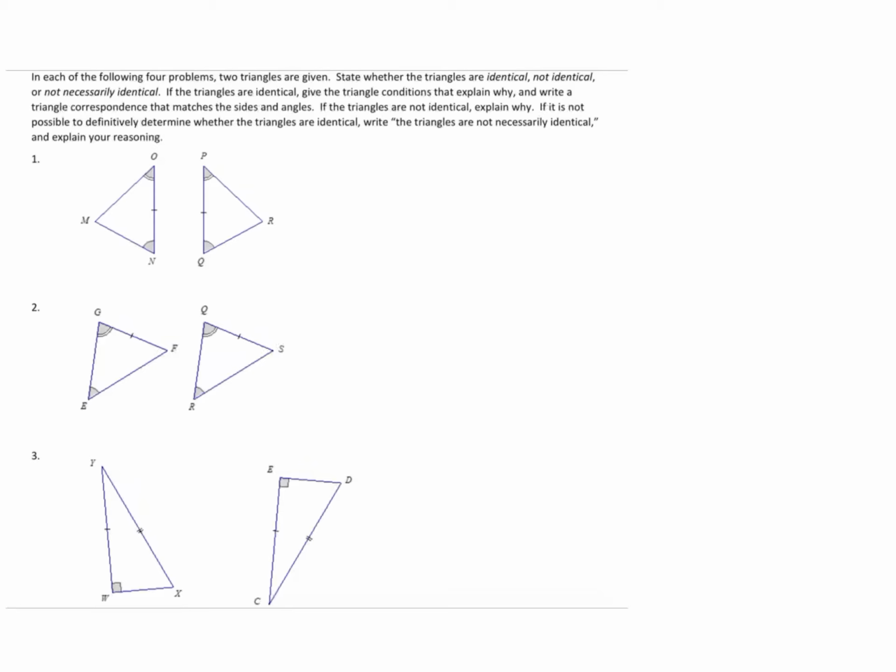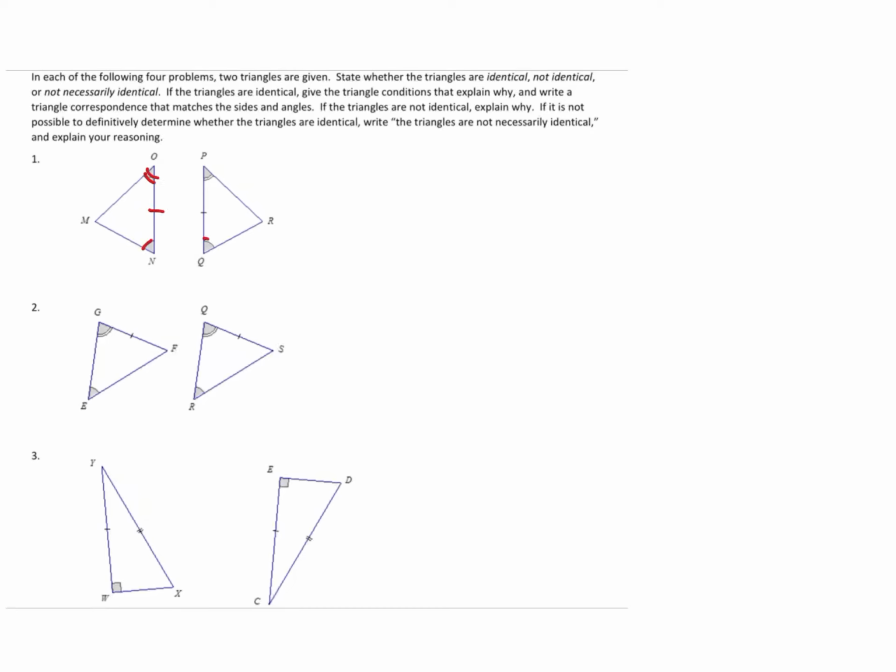If it is not possible to definitively determine whether the triangles are identical, write the triangles are not necessarily identical and explain your reasoning. In this first one, we have angle, side, angle.